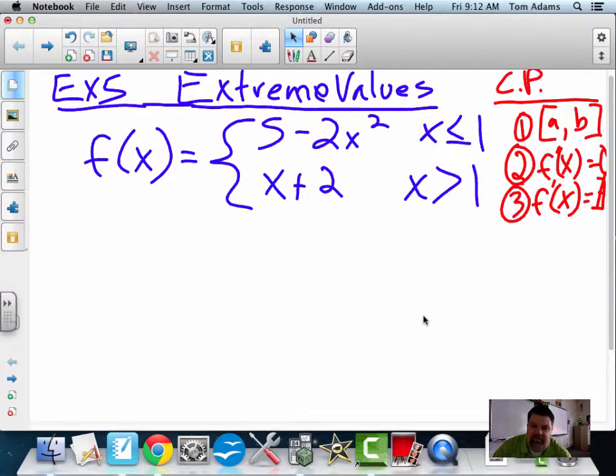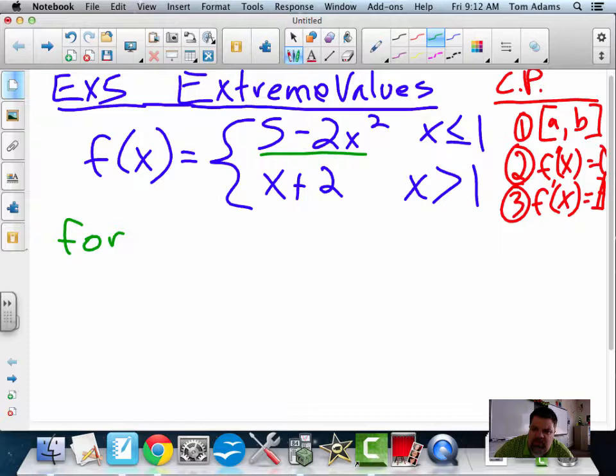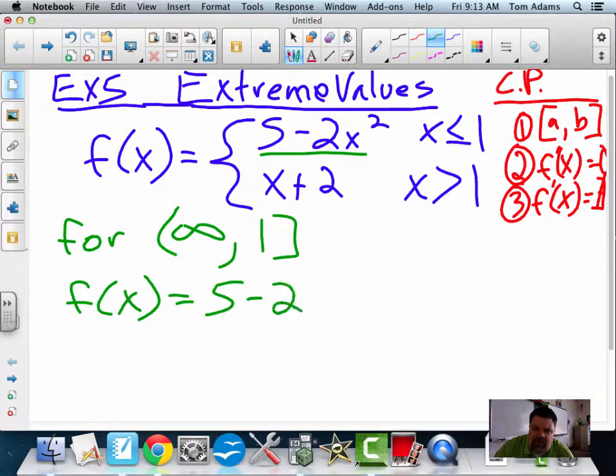All right, so for example number 5, what we're going to do is just like example number 4, except now we're faced with a piecewise function. For any x value less than or equal to 1, we evaluate at 5 minus 2x squared. We're going to look at the boundaries for that first. The boundaries for that one are just negative infinity and 1. So 1 might be a point of interest, and those are the boundaries for the first half of the function.